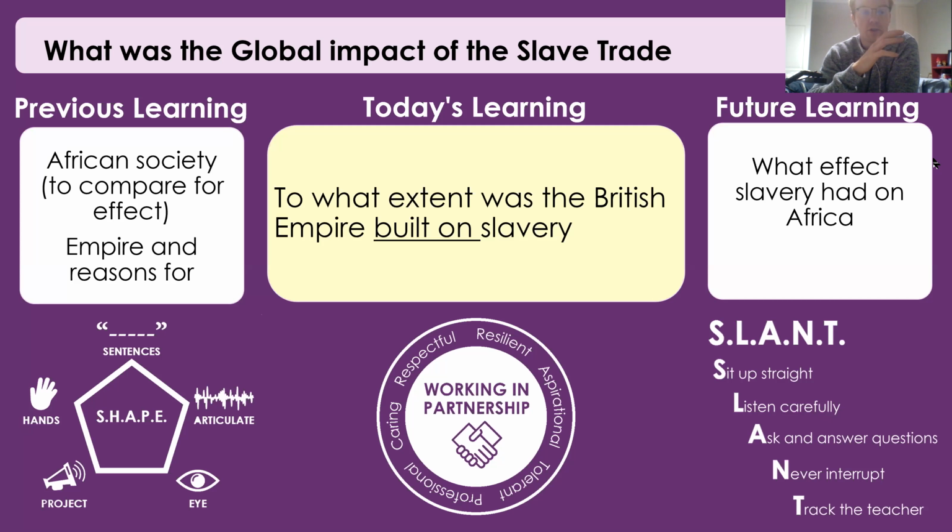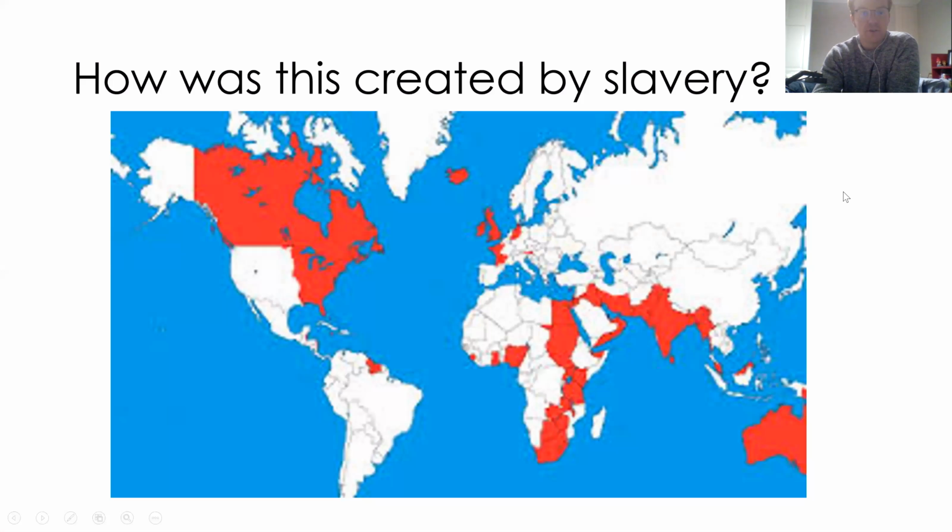Remember, we've already done African society, so we've looked at what it was like, so we can compare it to see what damage we actually do, or Europeans do. I didn't do any damage, I didn't do it. And we need to know the reasons for empire, because if we can understand why people create an empire, we can understand why then they have slavery, because it was similar, we can compare and contrast the reasons. Okay. And as I've said, we're going to look at the Industrial Revolution as well later, and we're going to see what effect slavery actually had on Africa.